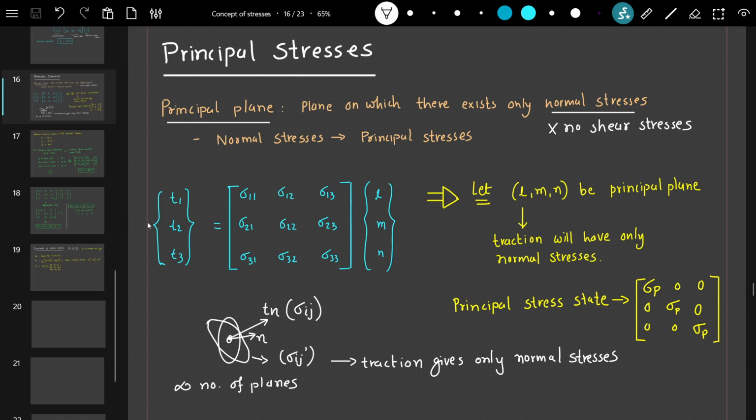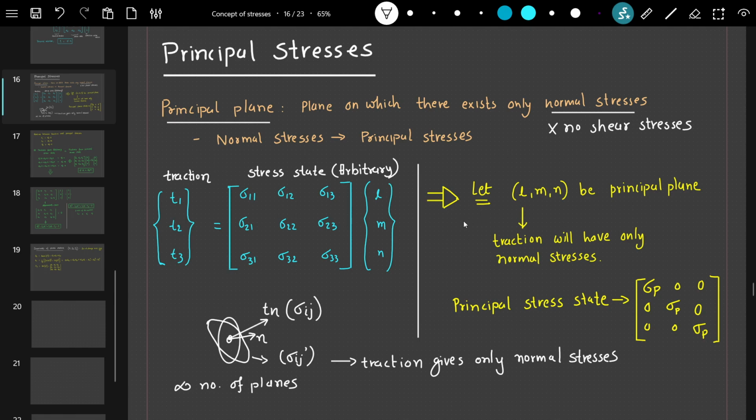We have seen this in the previous section. It is a relationship between traction and stress state, and this particular stress state is an arbitrary state. It is a very general stress state. So this is a relationship between traction and the arbitrary stress state.